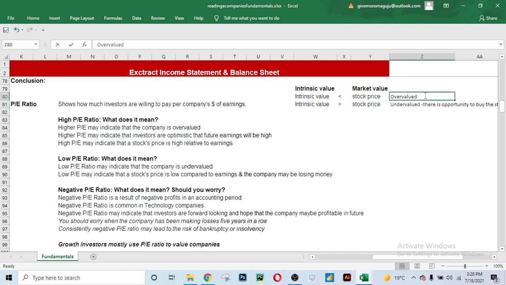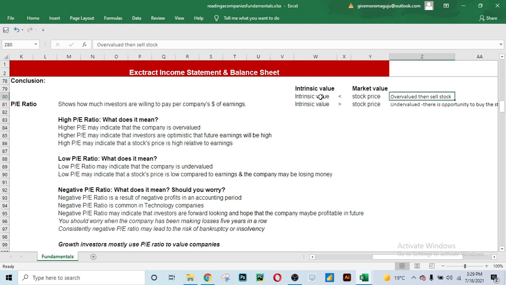Perfect. If it is overvalued, then sell the stock. So I think we've understood now. We understand this. There's the intrinsic value. If the intrinsic value is less than the stock price, then it means the stock price is overvalued. If the intrinsic value is greater than the stock price, then it means the stock price is undervalued, so you can buy. That's what I wanted you to understand, because these terms, overvalued and undervalued, confuse people a lot.